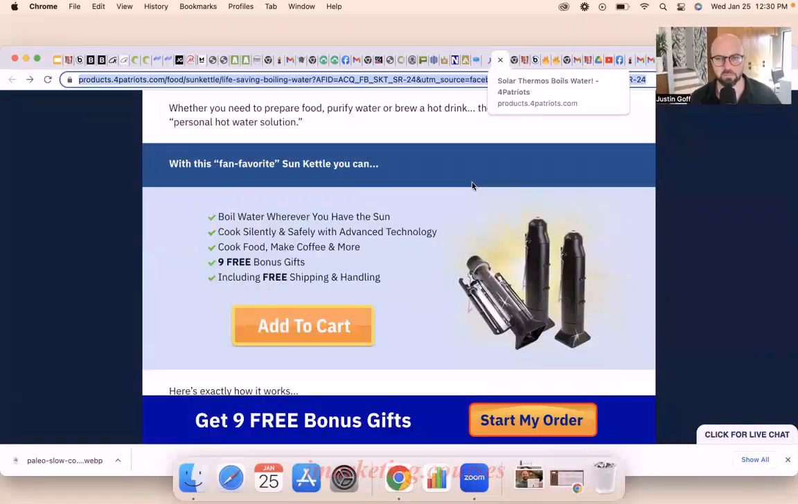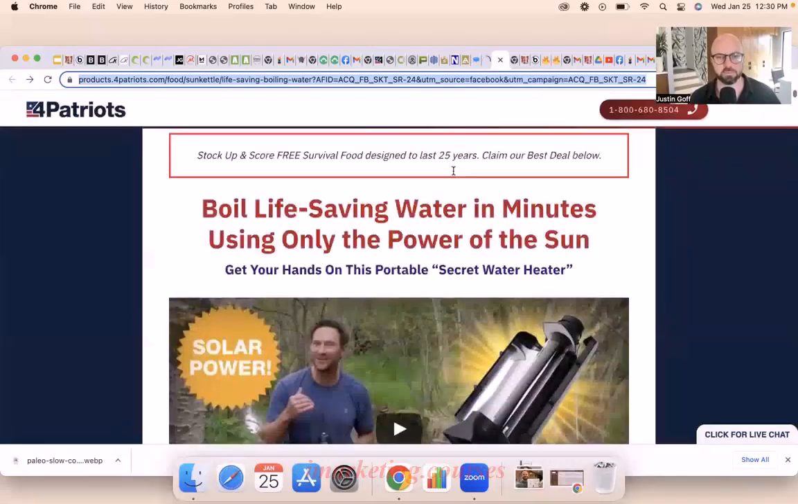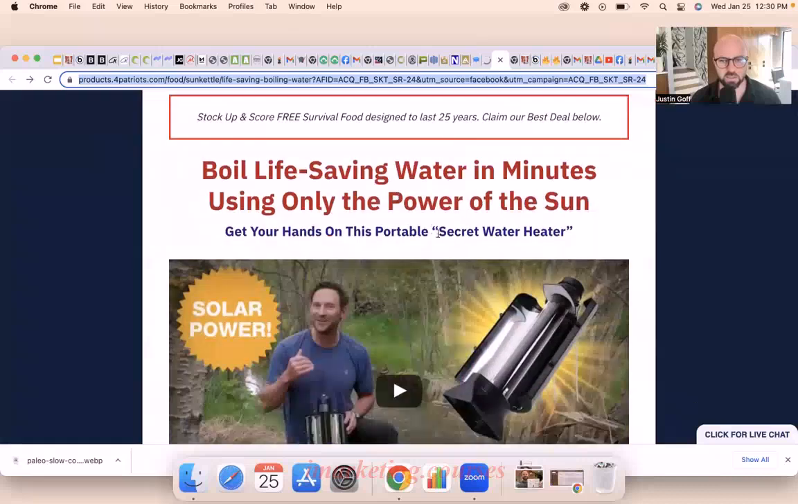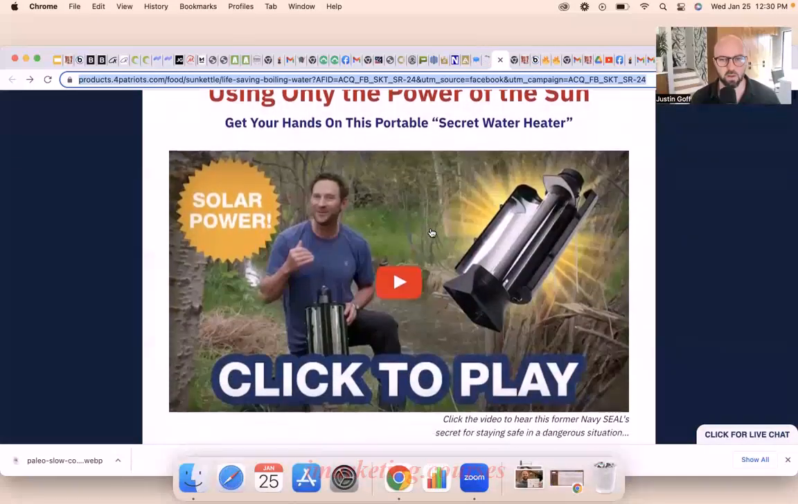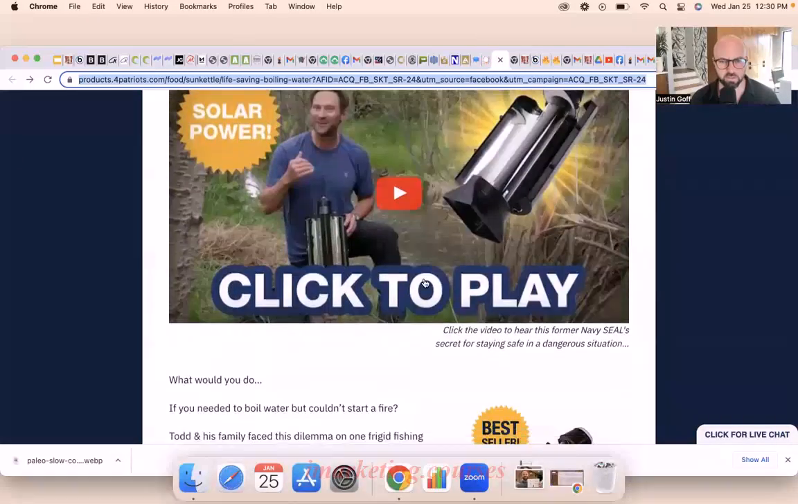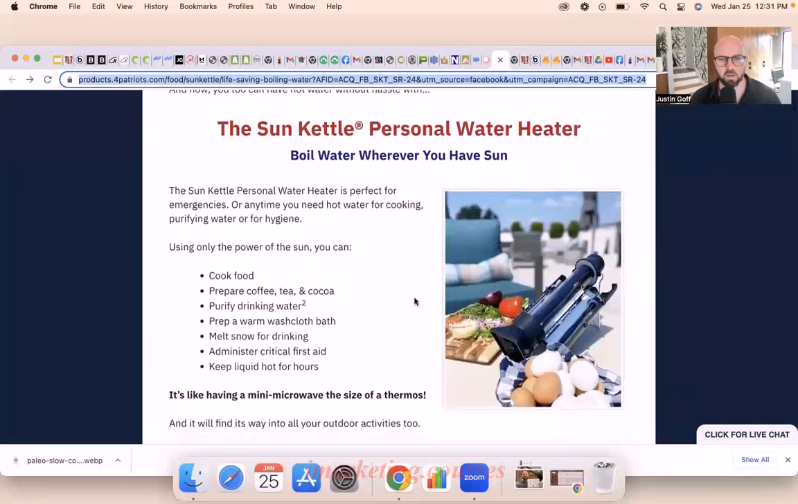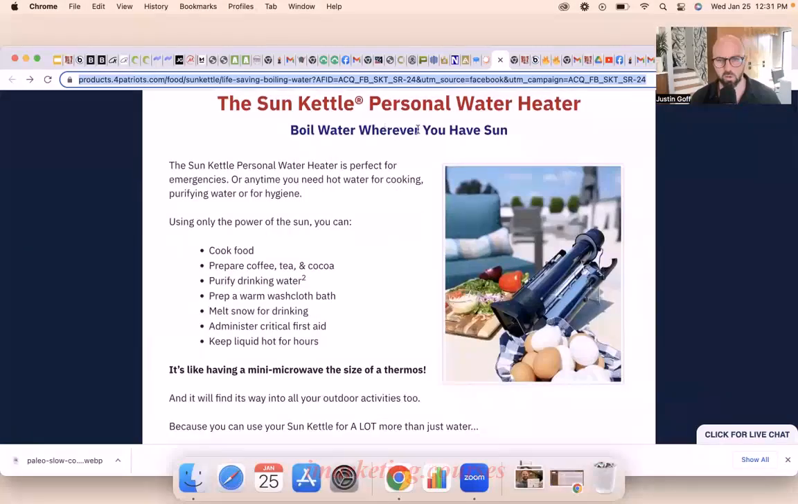All right, last one, then we'll take some questions. Another survival one from 4Patriots. This is a sun kettle. Honestly, don't really have any idea what it is, but I think it like heats water. Yep. So basically can boil water whenever you have sun.